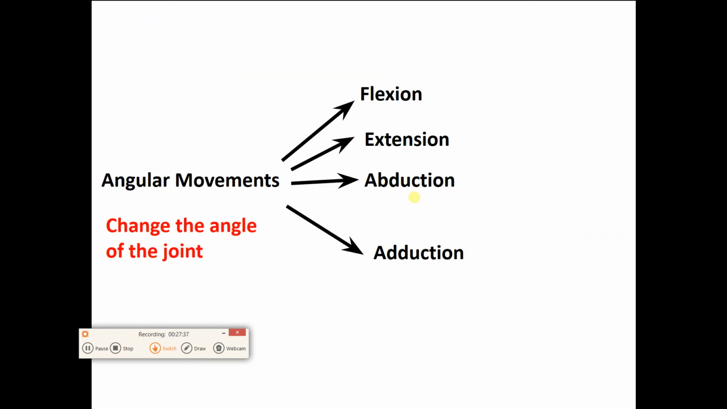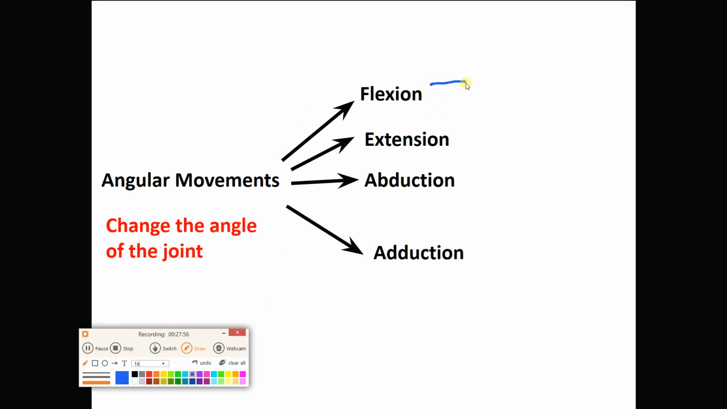Okay, angular movements. Like the name implies, angular movements are going to change the angle of a joint. There are four types of angular movements we're going to do: flexion and extension, then abduction and adduction. Flexion and extension are going to happen generally in our sagittal plane, whereas abduction and adduction are going to happen in our frontal plane.